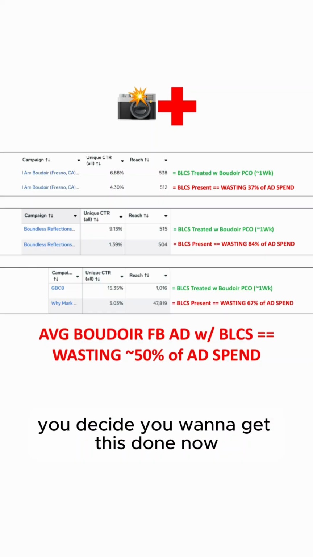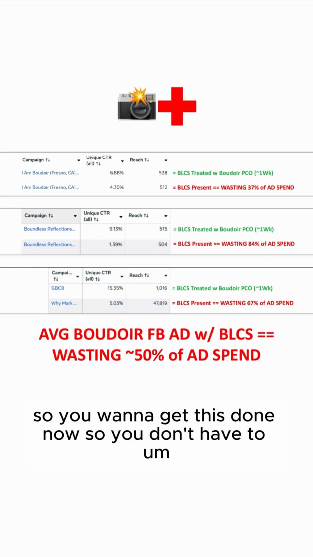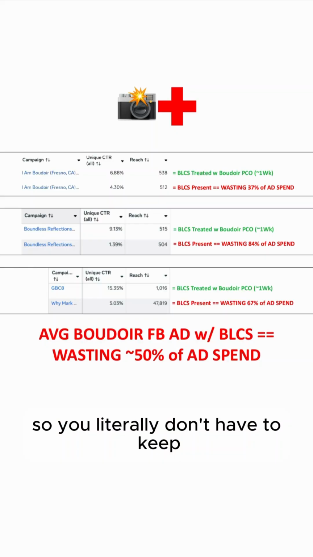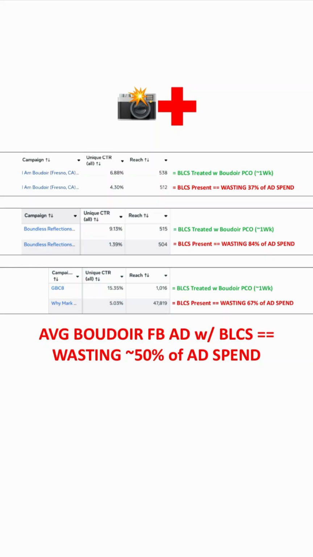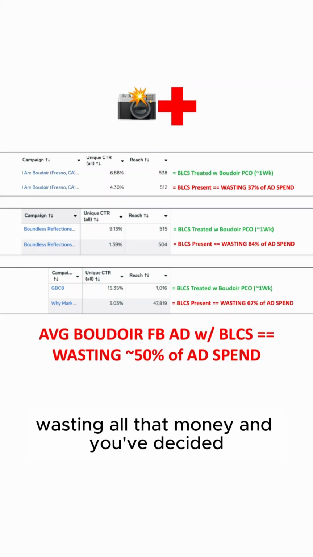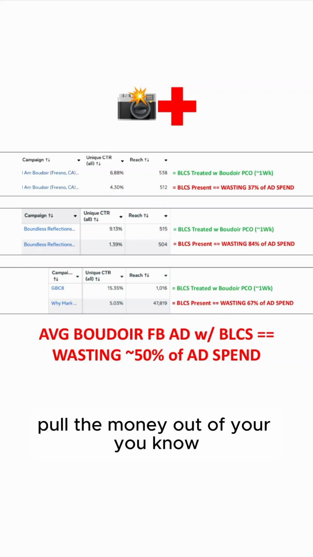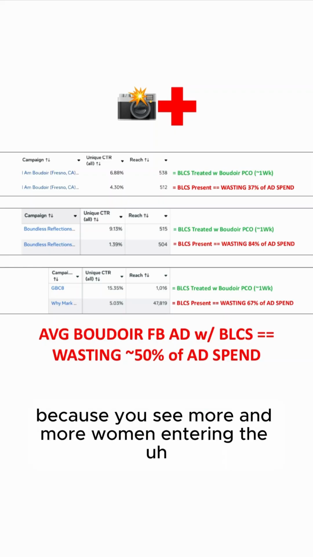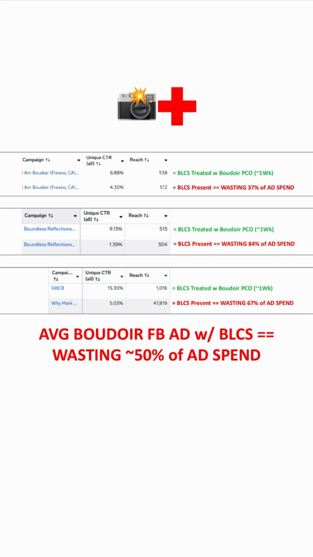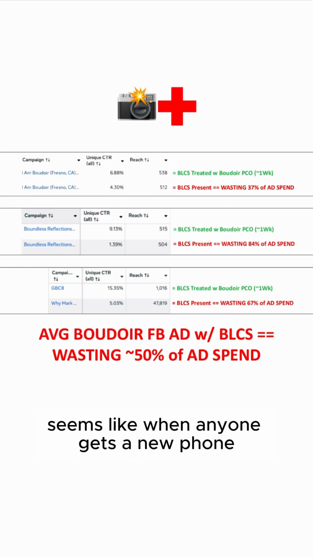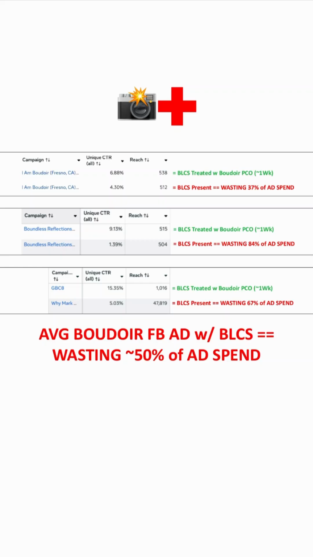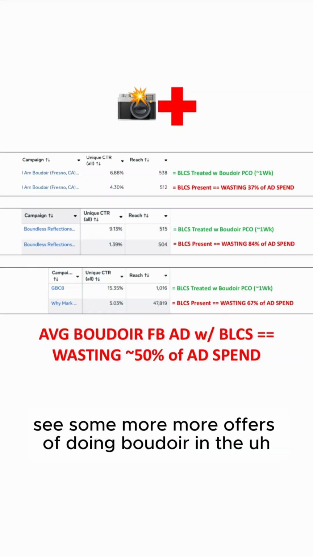And you decide you want to get this done now, so you literally don't have to keep wasting all that money, and you've decided you want to optimize this part of your business now, pull the money out of the leaky bucket in the Facebook ad spend, because you see more and more women entering the market as boudoir photographers every day. Seems like when anyone gets a new phone, they throw up some new Google My Business profile, or when anyone gets a new camera, you see some more offers of doing boudoir in the mom Facebook groups.